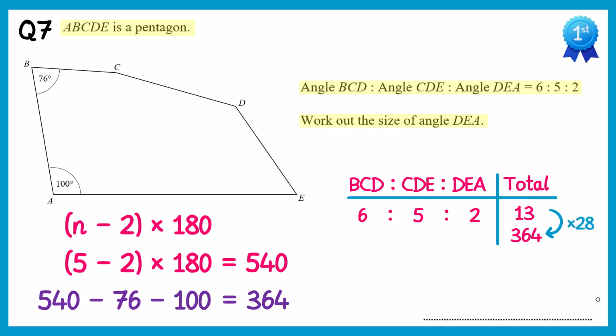So we can just multiply the other parts of the ratio by 28 to find out their size. 6 lots of 28 is 168, 5 lots of 28 is 140, and 2 lots of 28 is 56. Now in the question we were asked for angle DEA, which we've now shown is 56 degrees. So the answer is 56.